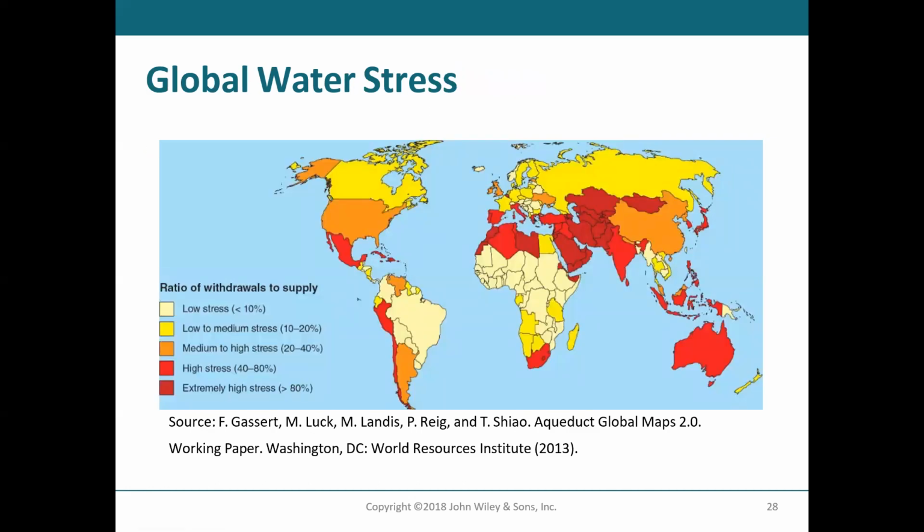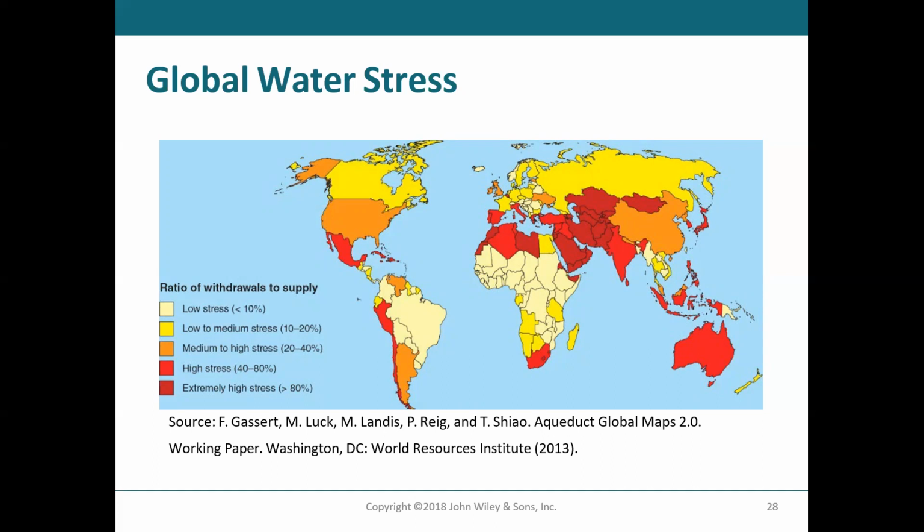Global water stress. I really like this map. You don't need to remember it or anything, but it shows you the ratios of withdrawals to supply, meaning that they have been able to compare how much is being extracted with how much there actually is. And that's how you calculate the stress level.